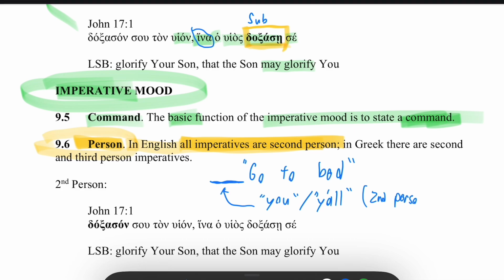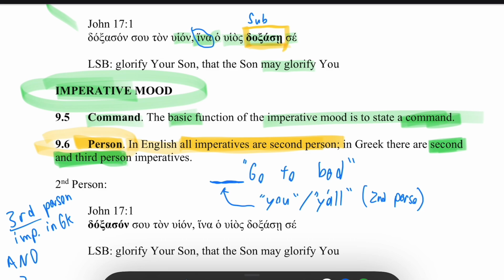In Greek, the imperative is going to be either in the second or the third person. So there are third person imperatives in Greek, and second person. So, different than English, there's going to be both third person and second person imperatives.